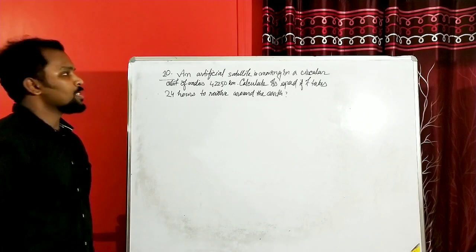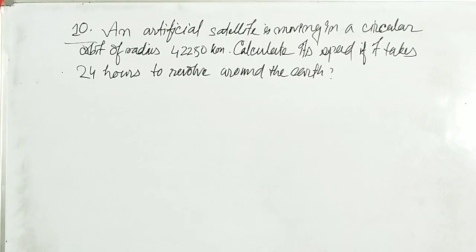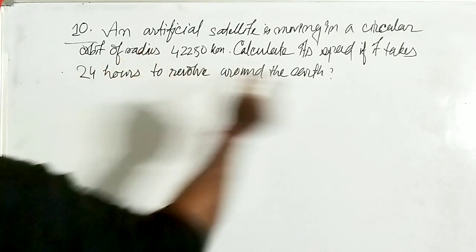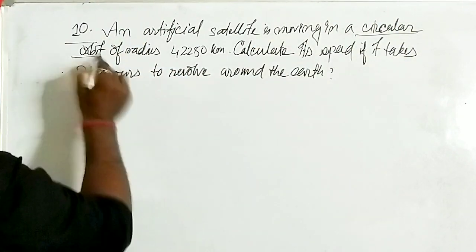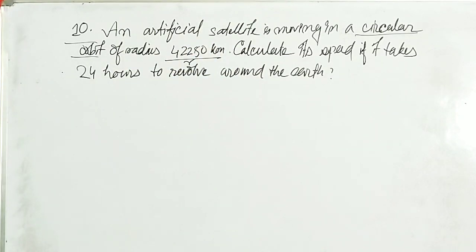This is our last question of this lesson, of the exercise part. What this question is saying is that an artificial satellite, like we have some normal satellites in the surrounding of our Earth, and we know that the Moon is our own natural satellite, right? So man-made satellites are known as artificial satellites. So an artificial satellite is moving in a circular orbit of radius 42250 km. We have got two pieces of information, the circular orbit or circular path, and the radius r is given. So we need to calculate the speed.